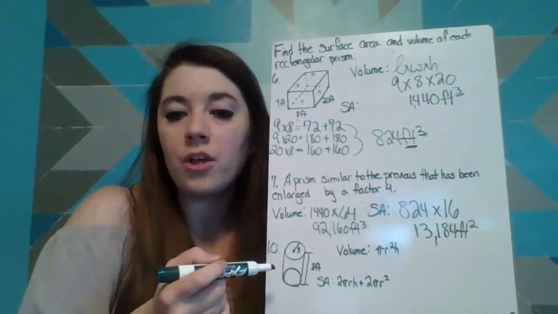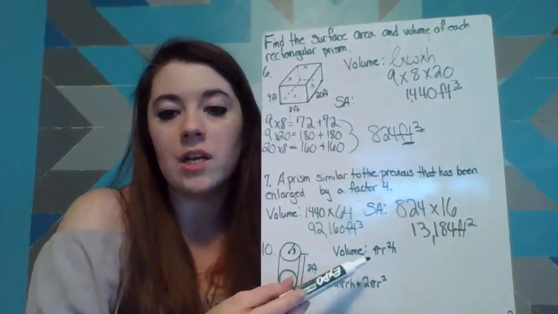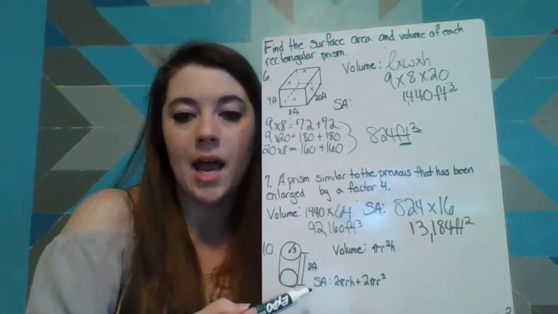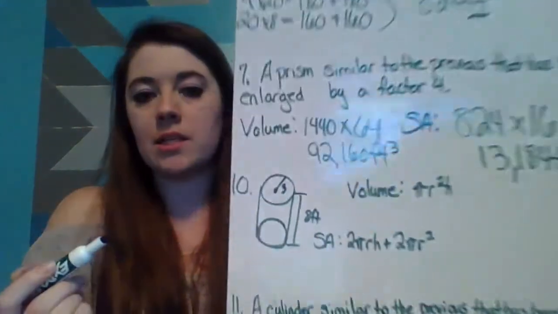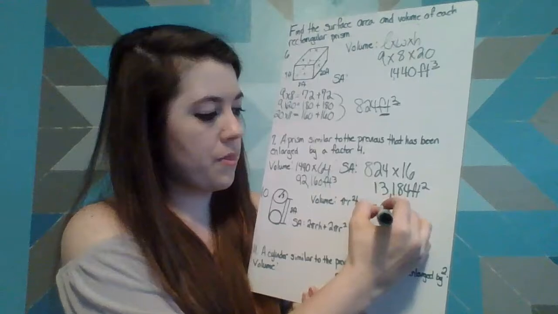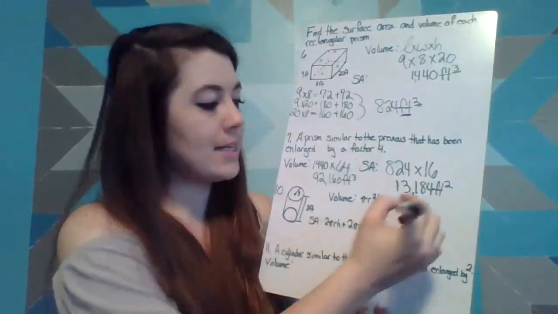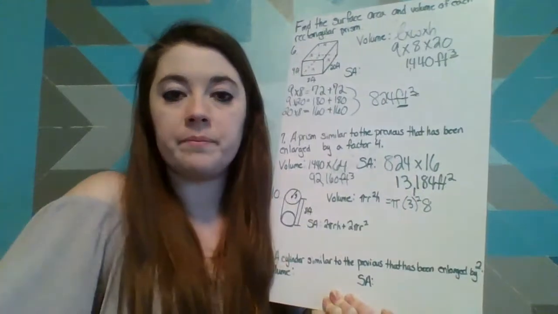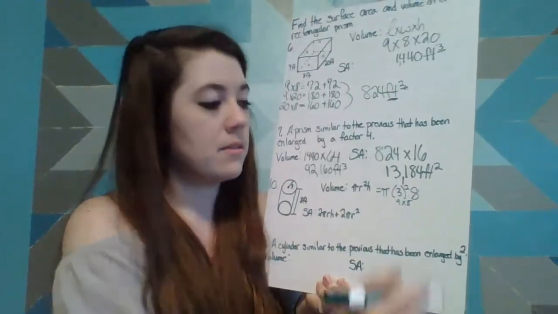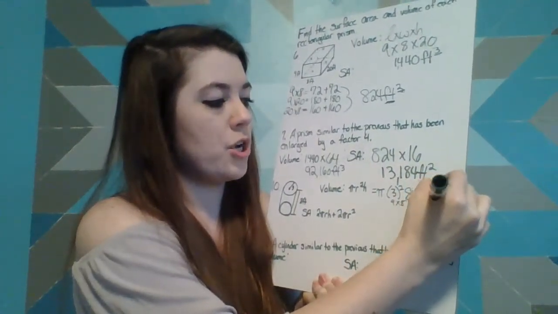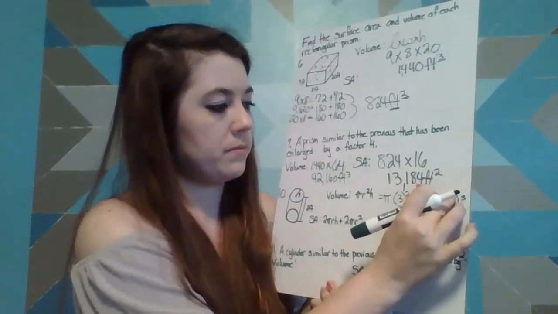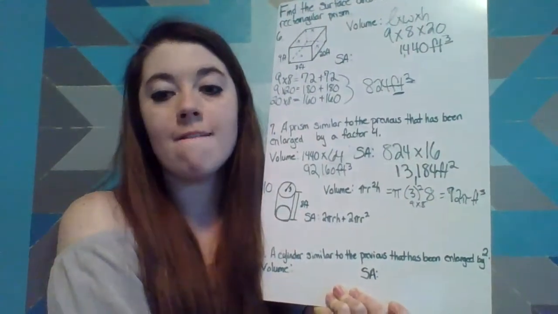All right, so finding volume of a cylinder, our equation is right here, pi r squared h, because it gets us the area of the base and then times the height. So on this one, I know it's a little hard to see, but the radius is 3, so this is going to equal pi 3 squared, and then our height is 8. 3 squared is 9, and 9 times 8 is 72. So we're going to end up with 72 pi feet cubed. So that is our volume.